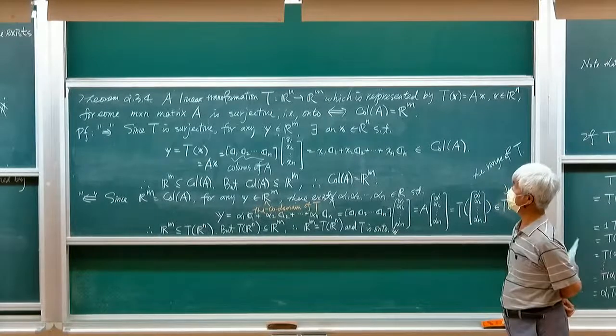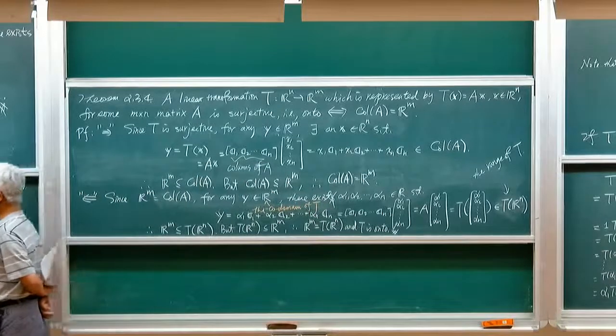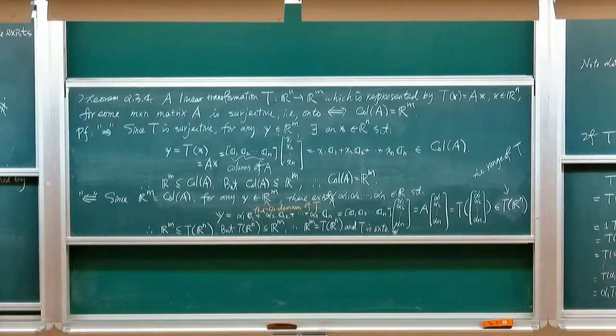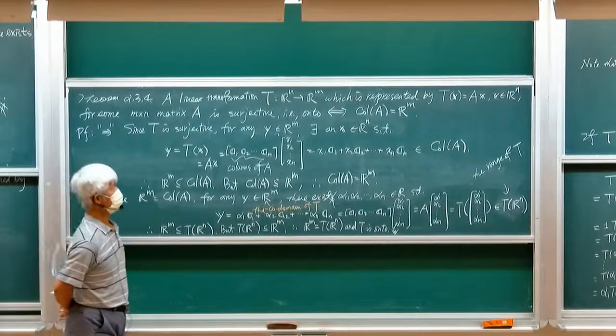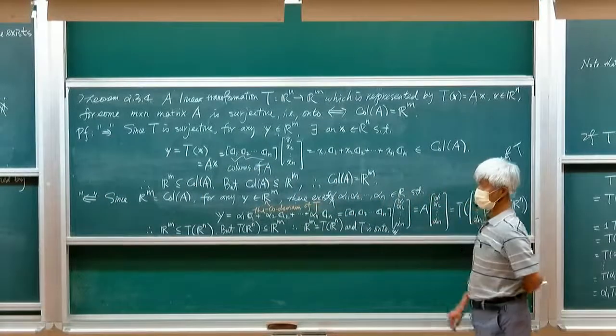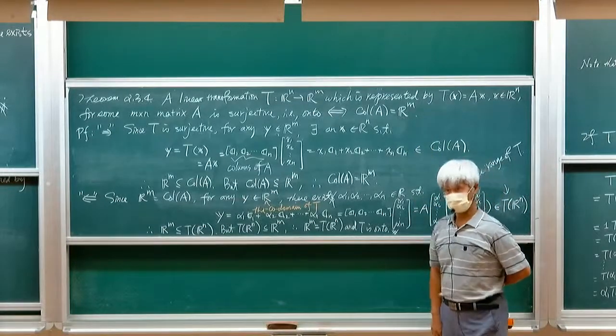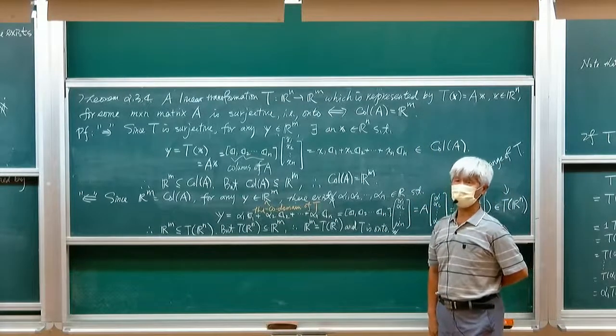All right. So we find a necessary and sufficient condition for a linear transformation to be onto. And this condition is that the column space of the corresponding matrix A should be equal to the codomain R^m. Okay.